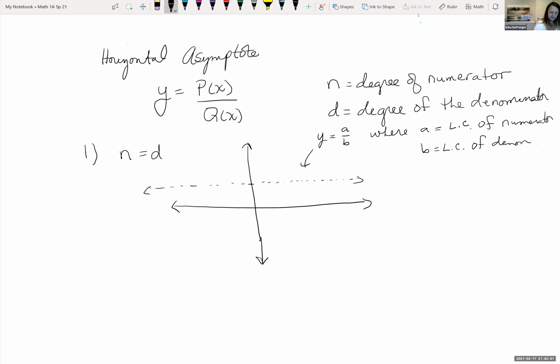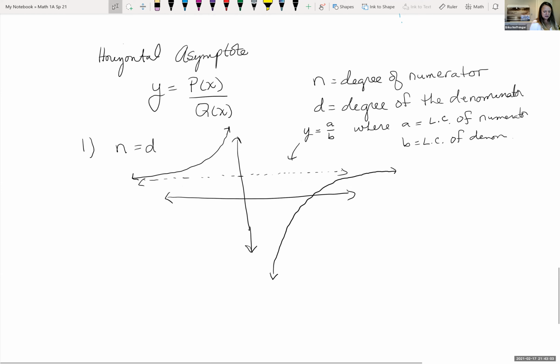So what's happening as we're going to positive or negative infinity, that graph is going to get closer and closer to that horizontal line. It's possible it can cross it, but it will still hug it. So you might have something that looks similar to this. So that's if they're the same.